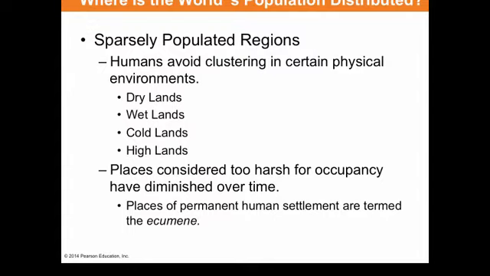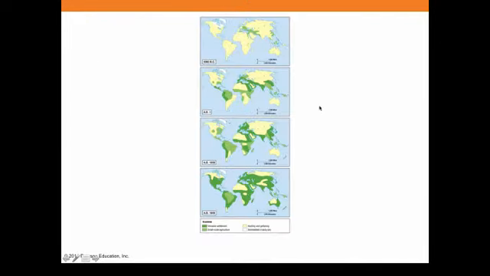Places considered too harsh for occupancy have diminished over time. The ecumene, that's the human settlement of the earth, the places where people live, has expanded over time. Throughout history, as man has grown in scope and nature, the ecumene has expanded. There are very few, if any, places left today on the earth where man does not reside. If you take a look at this time-lapse map, 5000 BC, the areas highlighted in green represented the earth's ecumene. By AD 1, by AD 1500, and by AD 1900. This has even expanded more since then.